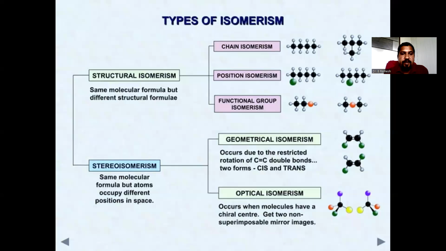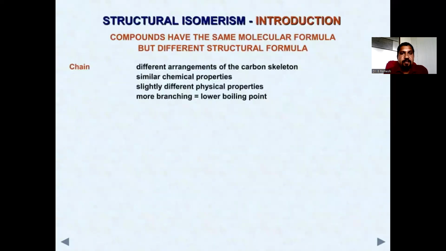Coming to stereoisomerism, the compounds have the same molecular formula and the same structural formula, and differ only in the arrangement of atoms. It means they differ in configuration. Stereoisomerism is further classified into two categories: one is geometrical isomerism and the other is optical isomerism. First, we will start with structural isomerism. I already told the definition: compounds have the same molecular formula but differ in structural formula.